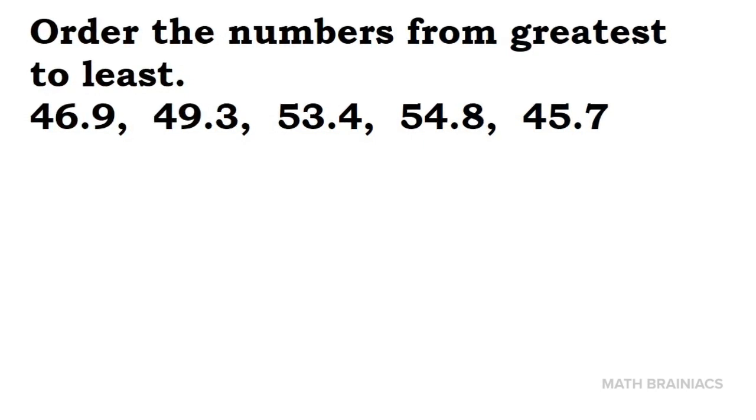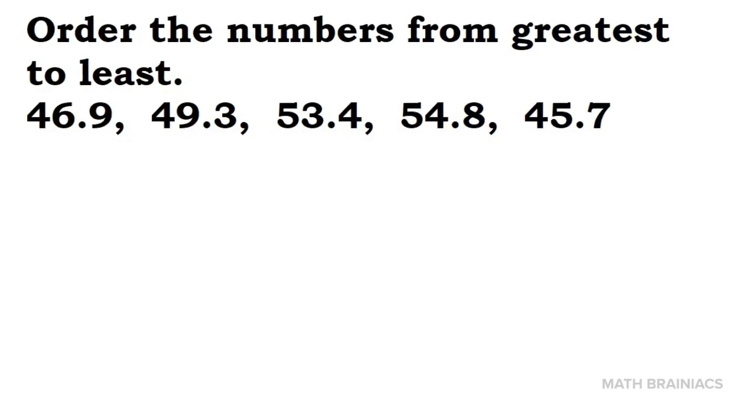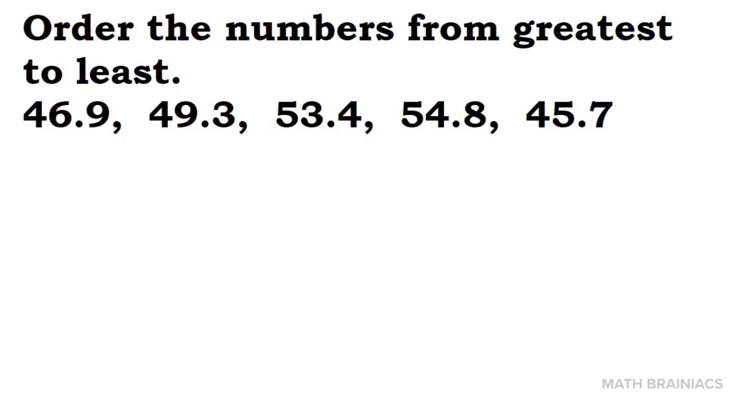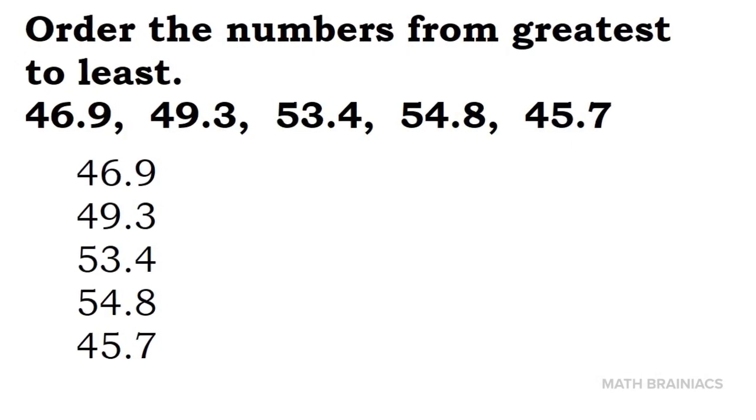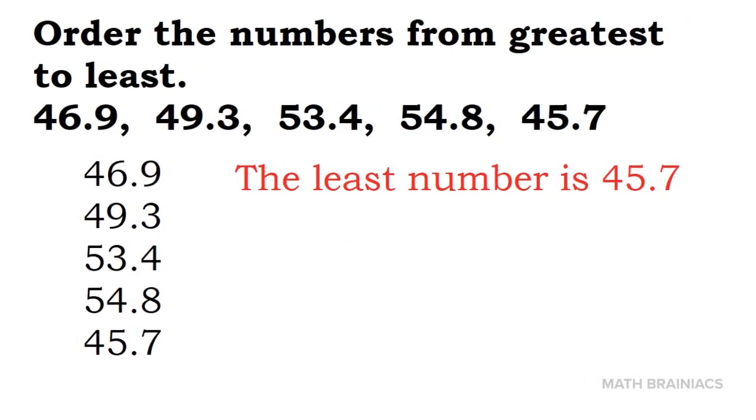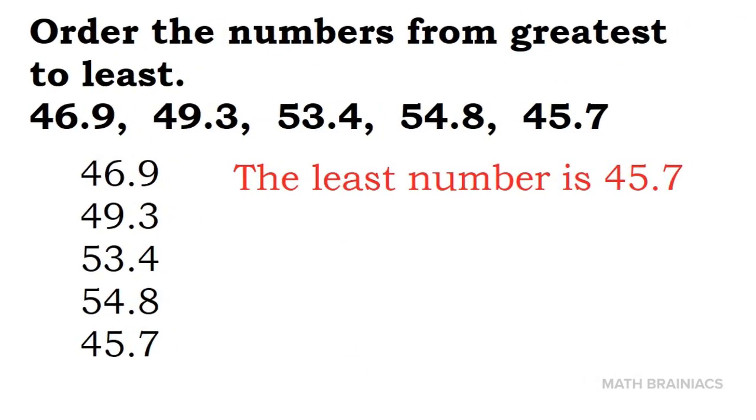Let us work on another example so that you can understand it well. Order the numbers from greatest to least. The numbers are 46.9, 49.3, 53.4, 54.8, and 45.7. Let us line up the numbers by their decimal points. We can spot right away which is the least number from the lineup.